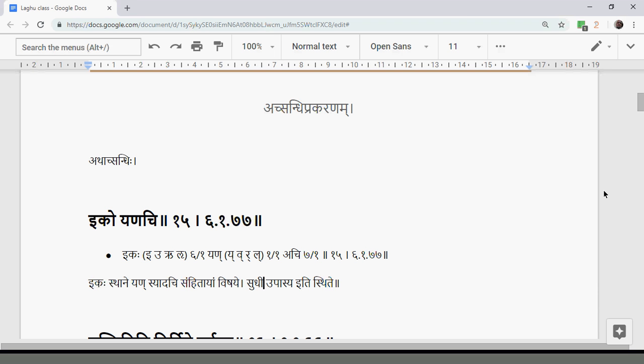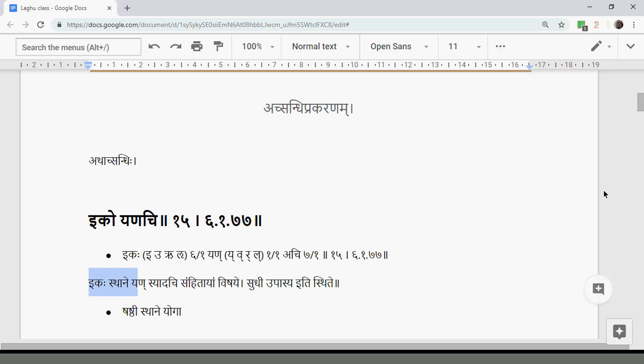Adesha is a rule ordaining a substitute. Yan is a substitute. Ikah sthane, so sthane, there is a sutra, shashthi sthane yoga. So whenever you have shashthi, then sthane has to be joined there. Why shashthi? Ikah is shashthi, and when ikah shashthi is used in the sutra, then there is a yoga of sthana. Sthane is to be added there to understand the meaning.